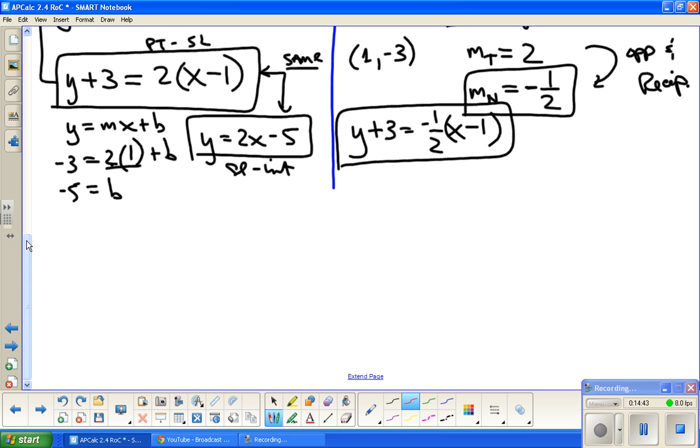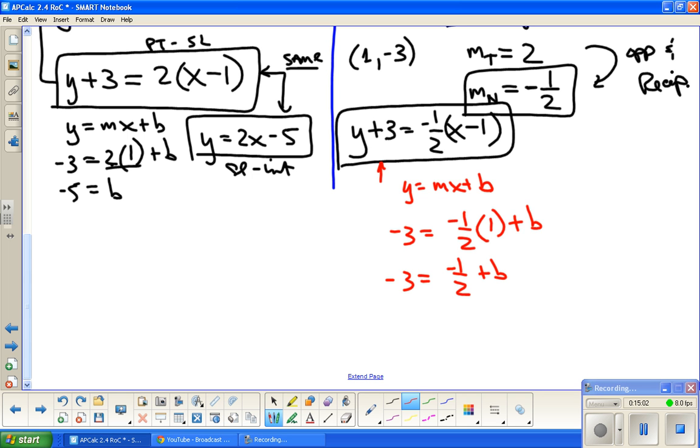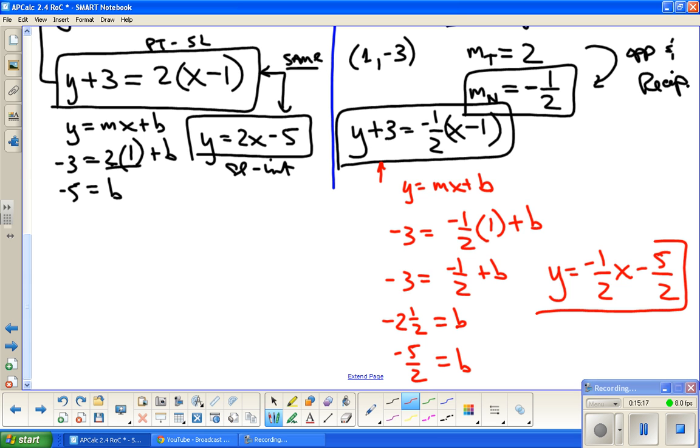I know you guys were thinking bad words, and that wouldn't be me. Okay, and you can either rearrange this one, or you can substitute in at the beginning. So like, for instance, again, we're doing y equals mx plus b. So negative 3 equals negative 1/2 times 1 plus b. So negative 3 equals negative 1/2 plus b. Add 1/2 to both sides. So this is negative 2 and 1/2, also known as negative 5/2, whichever form you prefer. So y equals negative 1/2 x minus 5/2. So again, either of these is the equation of the normal line.